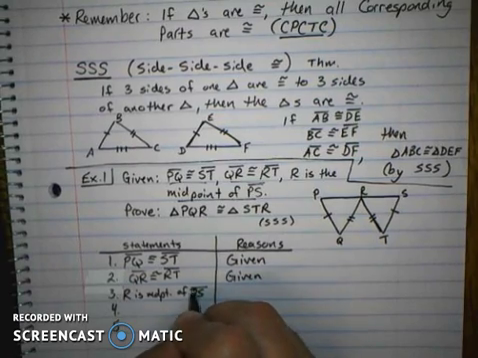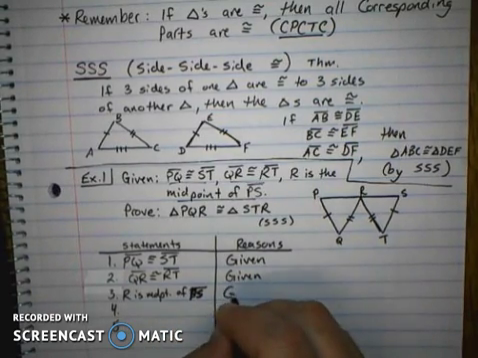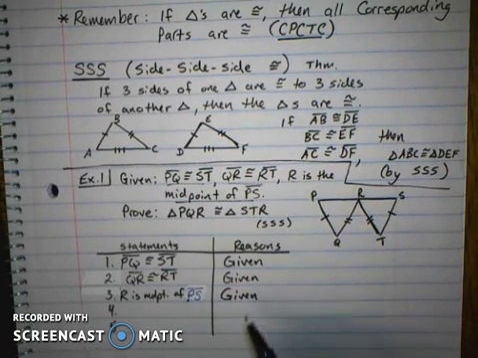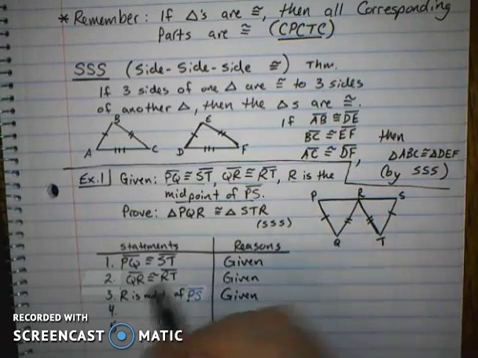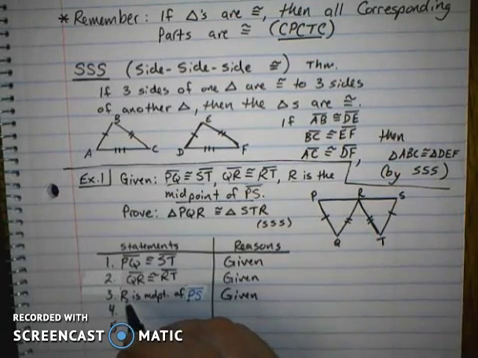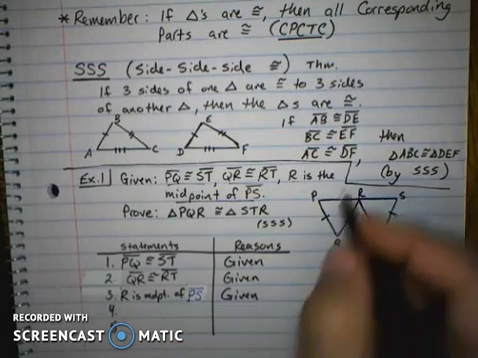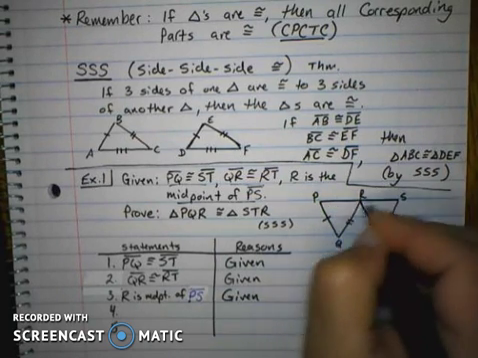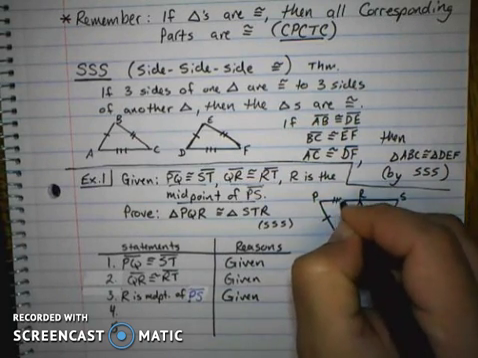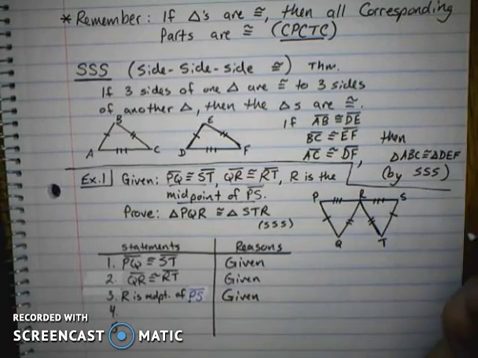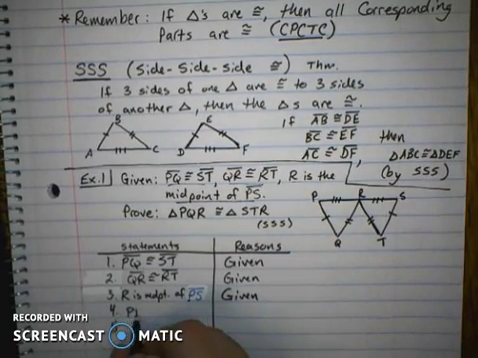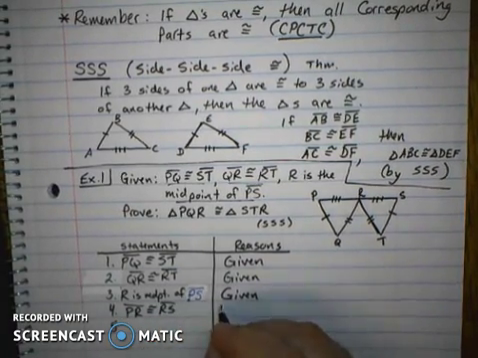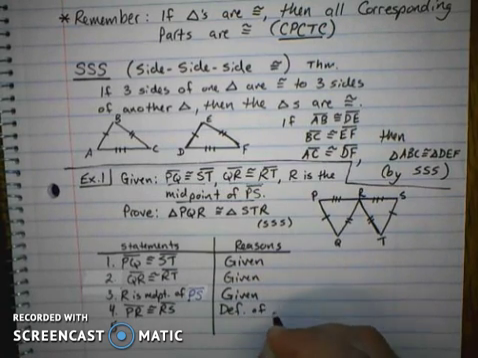R is the midpoint of PS. Sorry, that should say PS there. And that's given to us. Now, this does not say that two segments are congruent, but it leads me to that fact. If R is the midpoint of PS, that means that these two other segments of the triangles are congruent, because that's what the word midpoint means. Okay, so I can say that PR is congruent to RS by definition of the word midpoint.